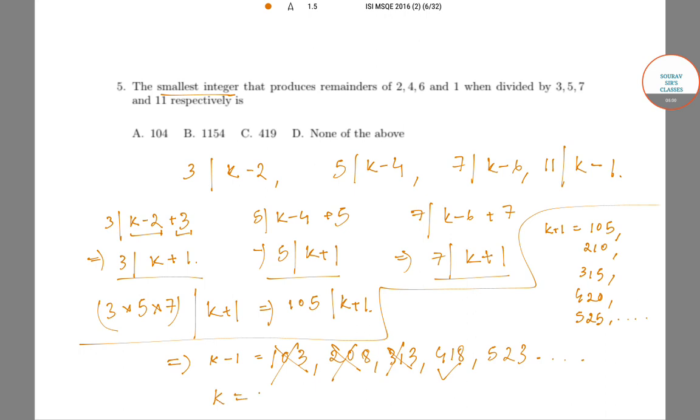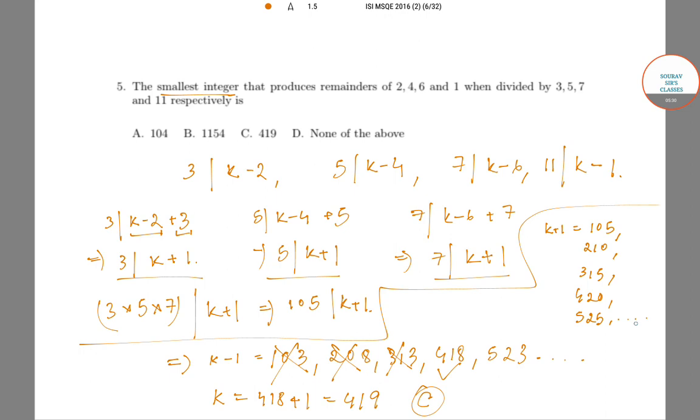k is equal to 418 + 1, which is 419. I will just go through the problem once more. We were given that 3, 5, 7 and 11 have the following remainders. Now 3 divides k + 1, 5 divides k + 1 and 7 divides k + 1, which together gives us 105 divides k + 1. So k + 1 can be 105, 210, 315, etc.